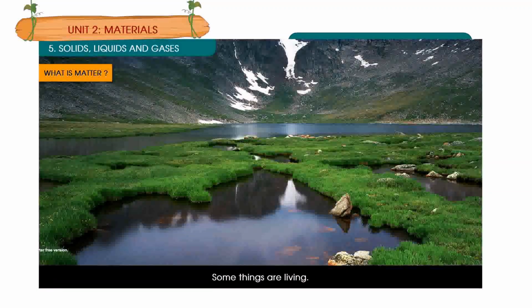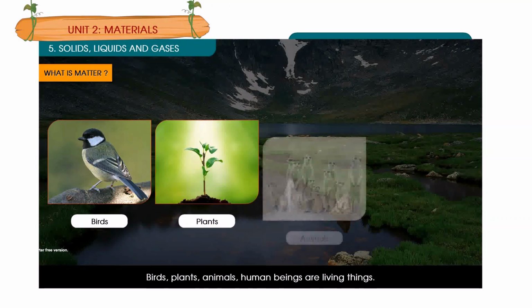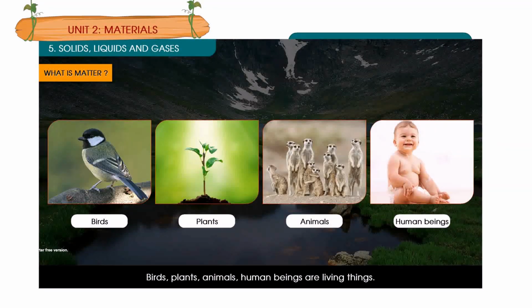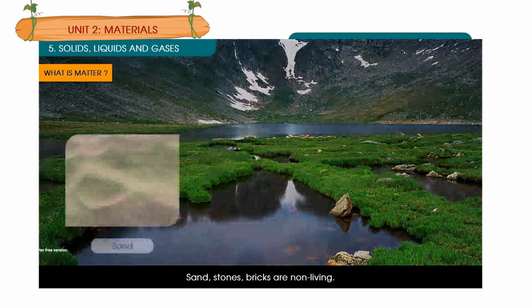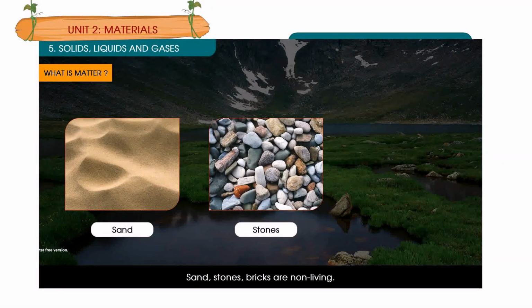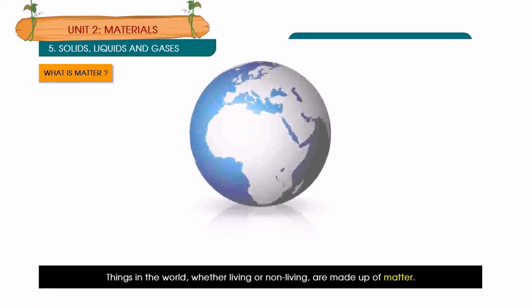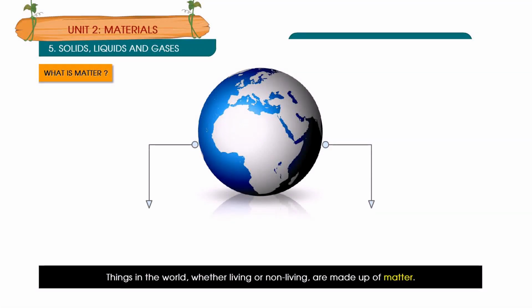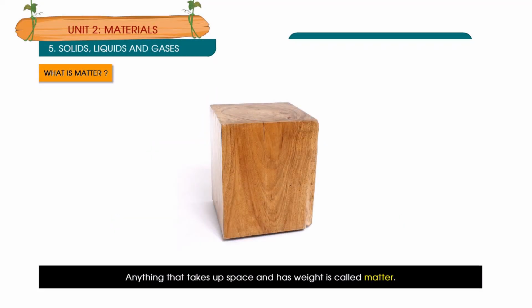Some things are living. Birds, plants, animals, human beings are living things. Some things are non-living. Sand, stones, bricks are non-living. Things in the world, whether living or non-living, are made up of matter. Anything that takes up space and has weight is called matter.